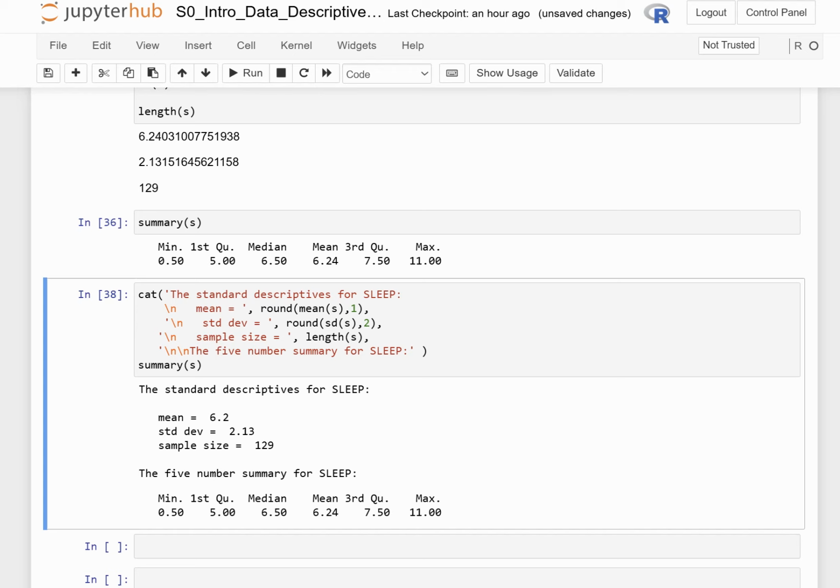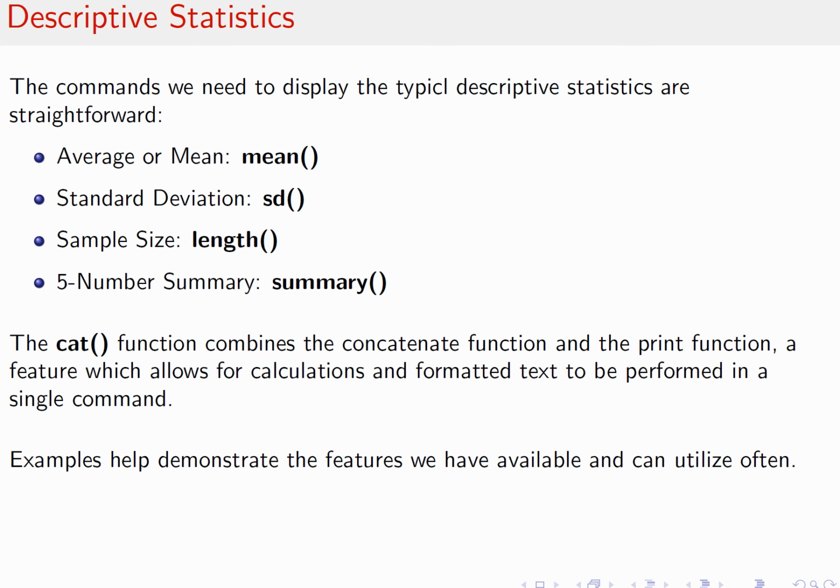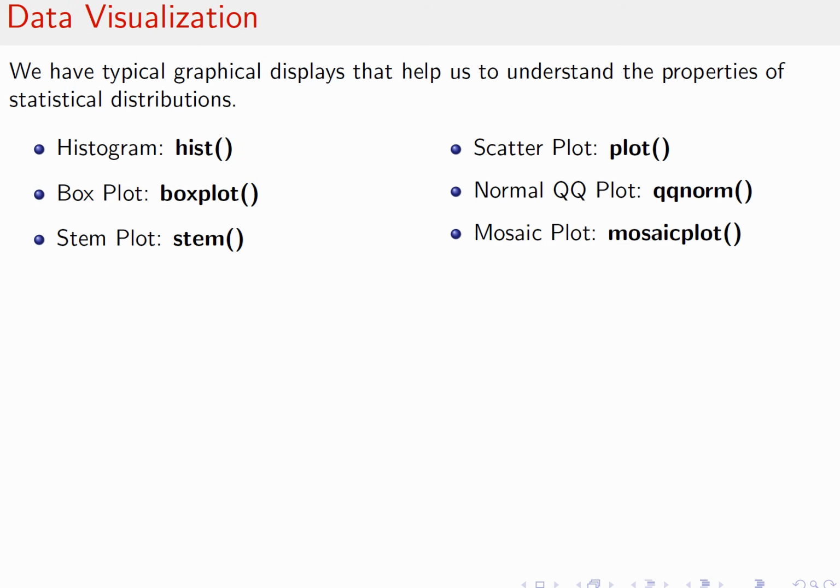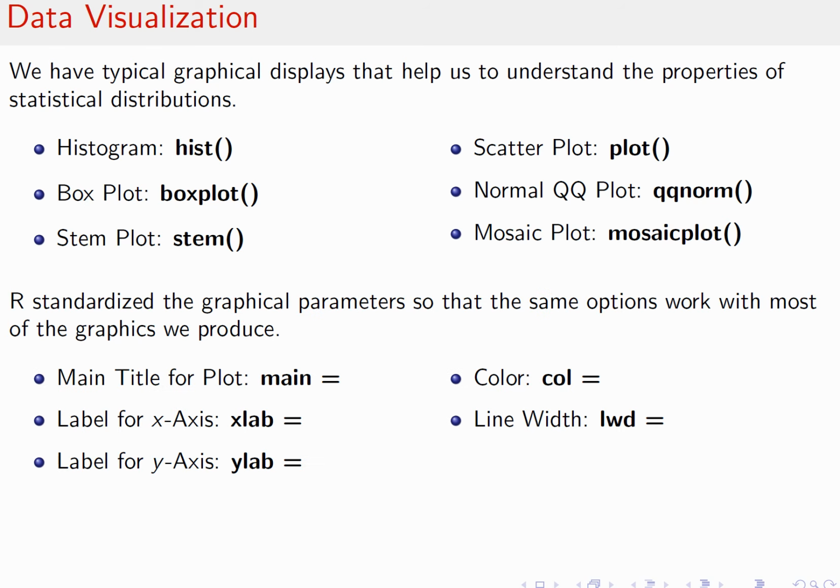Especially with the descriptive statistics, the cat function is very helpful. Finally, let's take a look at data visualization. And these are things like histograms and box plots and scatter plots that you have seen. But we also have some diagnostic graphics, the normal QQ plot. The stem plot is a nice hybrid that we use. And the mosaic plot is a plot that you may not have seen, but helps us analyze categorical data.